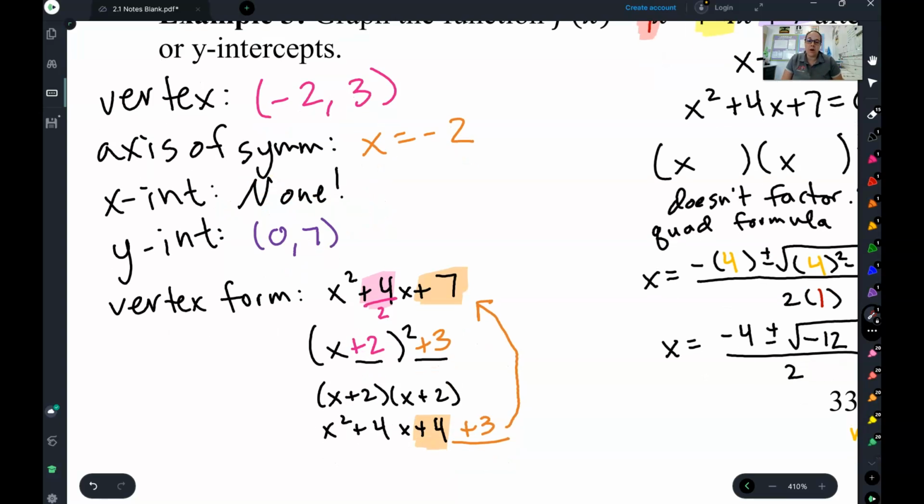Now, because there are no x-intercepts, that means we cannot use our shortcut for the axis of symmetry being halfway between them. So you do need to complete the square to get vertex form. So here's my standard form. Cut that in half to get my first number. FOIL it all out to get plus 4. I want it to be a plus 7, so I need to add 3 to get them to equal. So plus 3 is my other number.